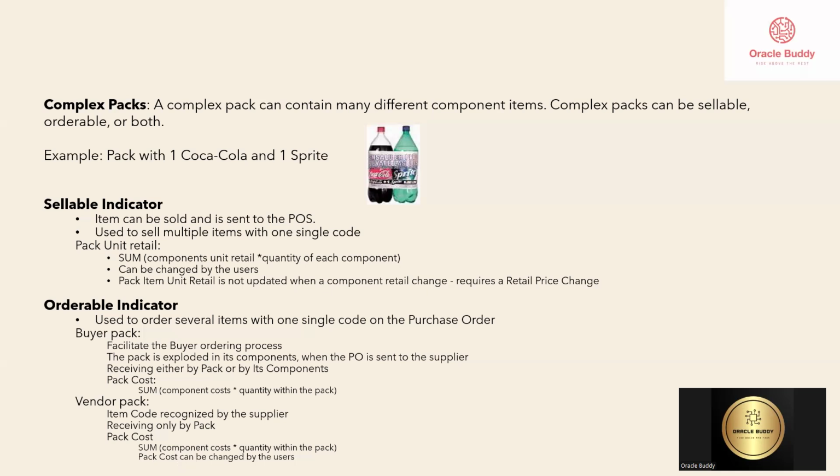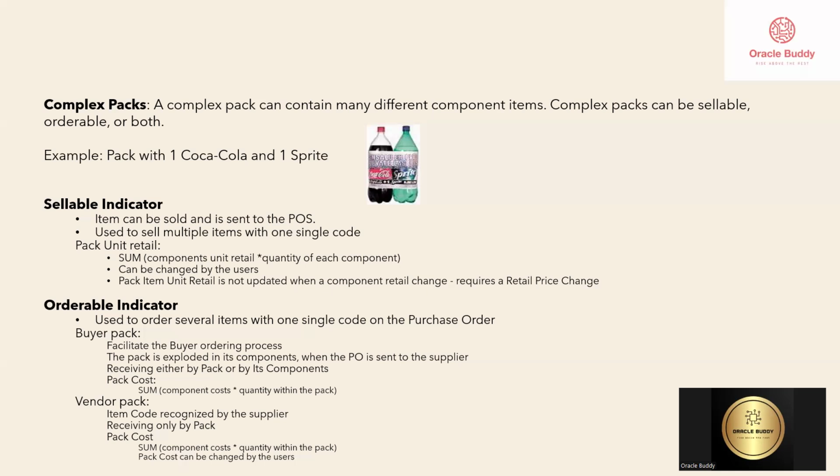Orderable indicator used to order several items with one single code on the purchase order. Next, we will discuss a buyer pack. It facilitates the buyer ordering process. The pack is exploded into components when the PO is sent to the supplier, receiving either by pack or by component. So pack cost will be the sum of component items multiplied by quantity within the pack.